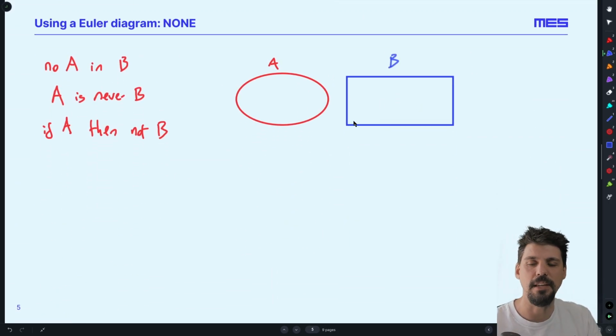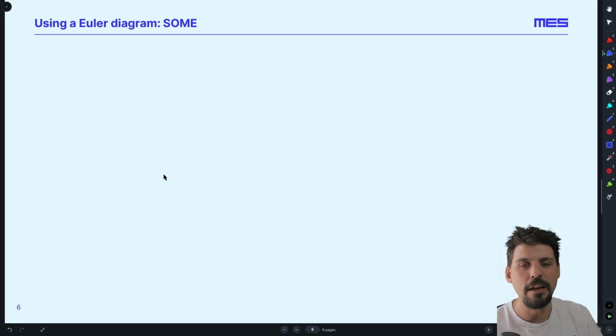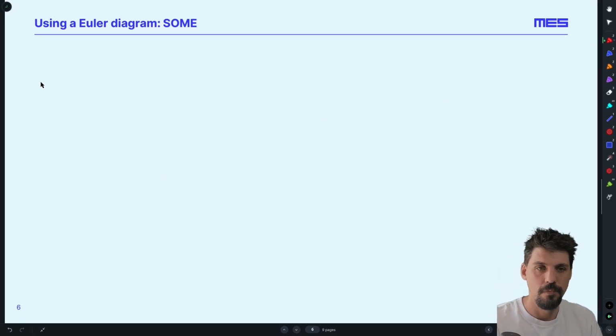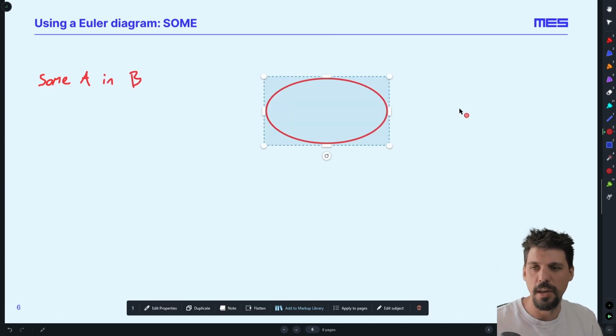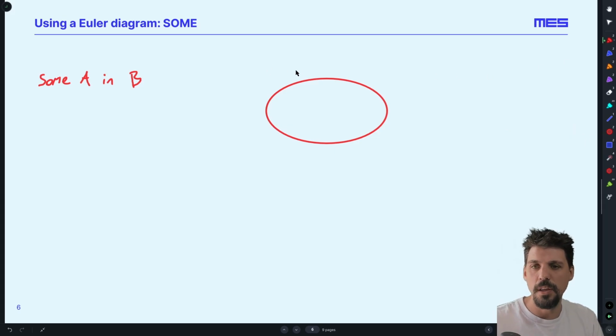And we can get similar things here as well. All right, but the none just means there will be no overlap. We've got never, we've got none. Now, some. Some A in B. Well, what's that going to be? I'm going to use my two things again. Well, it means that there is some of A that overlaps with B.